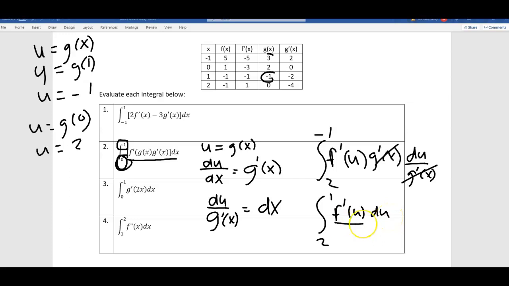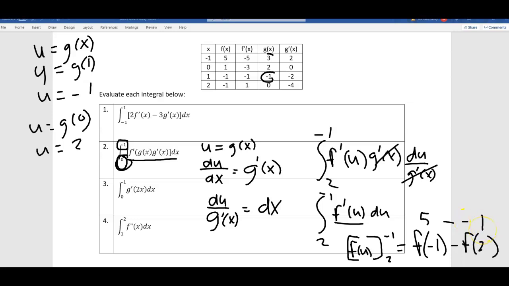Okay. When we integrate f prime, we get f. And then we go ahead and do our fundamental theorem of calculus. So I've got f of -1 minus f of 2. F of -1, according to my chart up there, is 5. And f of 2, according to my chart up there, is -1. So 5 minus a -1 is 6, which would be my final answer. So basically, for these types of problems, we're going to do a u sub where the g of x is your u.